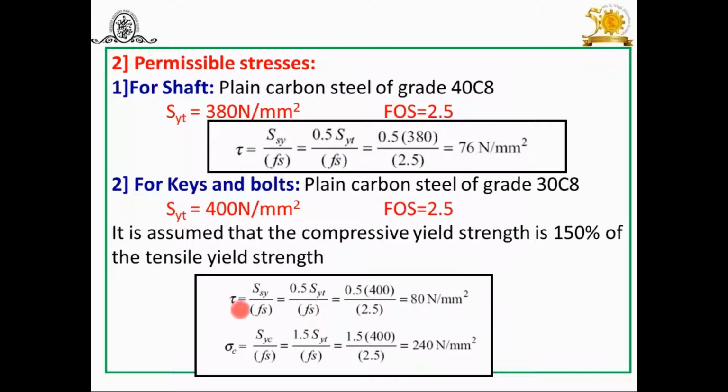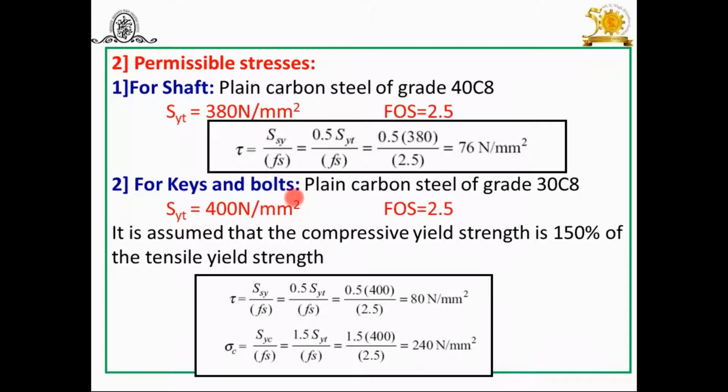So you will get here tau permissible for key and tau permissible for bolt. How much value? 80 Newton per mm square. Try to understand. Then again here we are going to design a key against crushing failure. We are going to design a bolt against crushing failure.